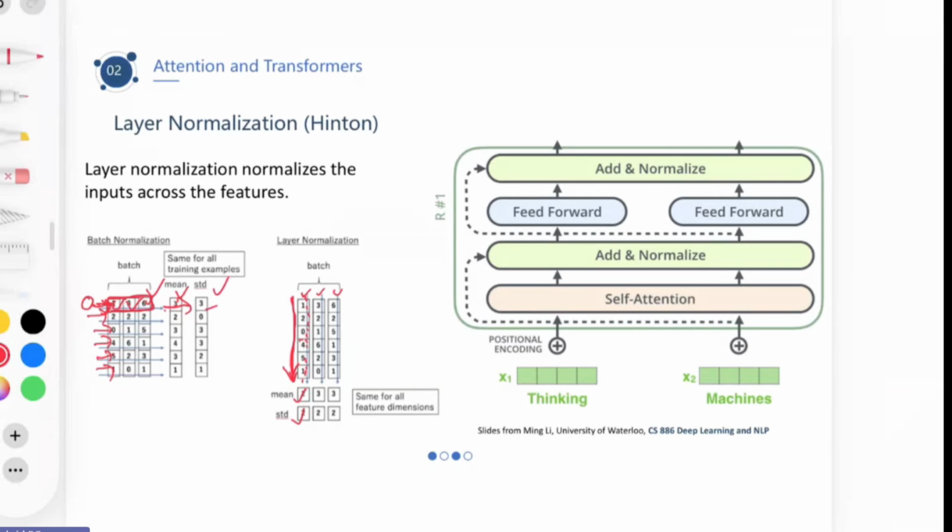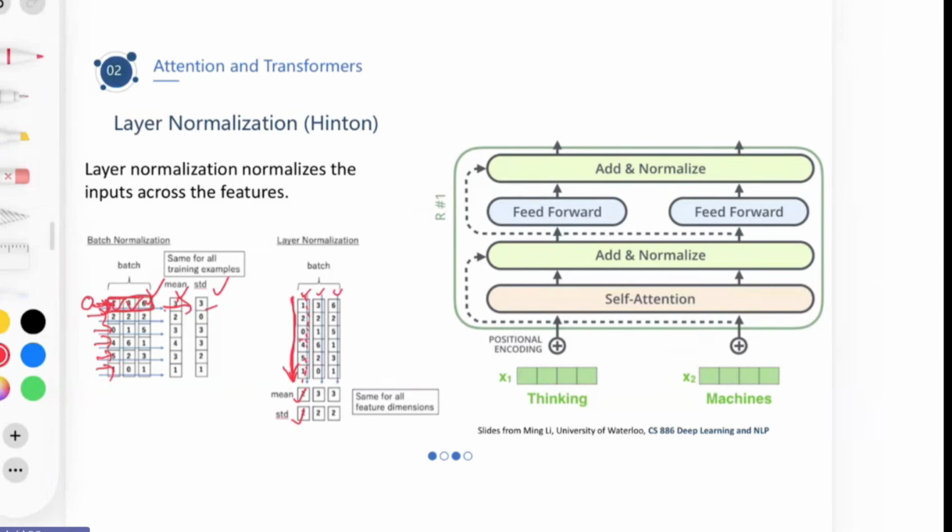And this idea he has given, and it became very popular. So here you are stabilizing each sample separately. And why is it required? It is required because many times you could be having very few samples in a batch.